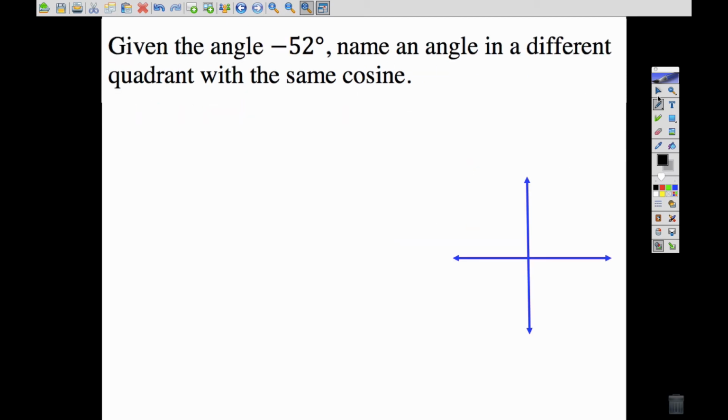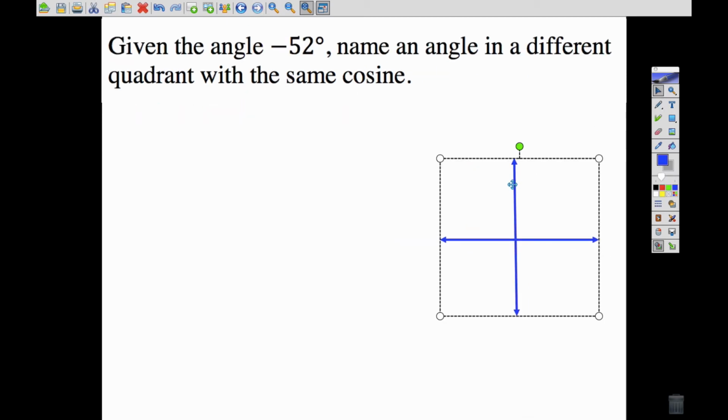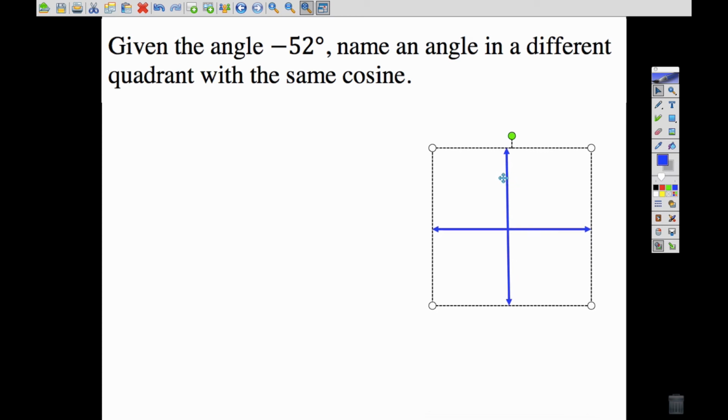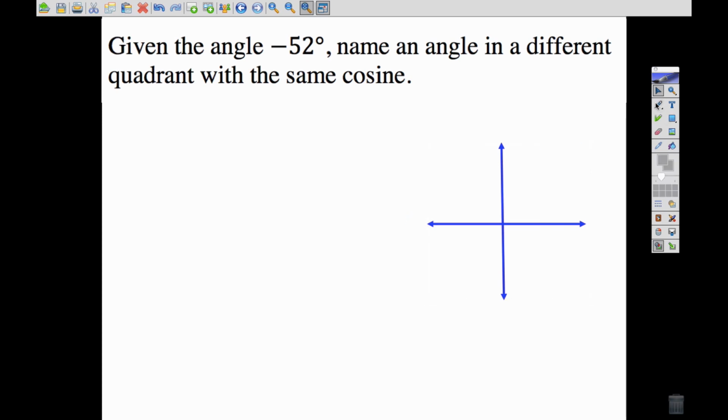All right, let's look at another one. Given the angle negative 52 degrees, name an angle in a different quadrant with the same cosine. So I am looking for the same x value. So here's the thing, negative 52 degrees isn't an angle that we just know, or 52 degrees isn't an angle that we just know, but we can use the unit circle to visualize what's going on.